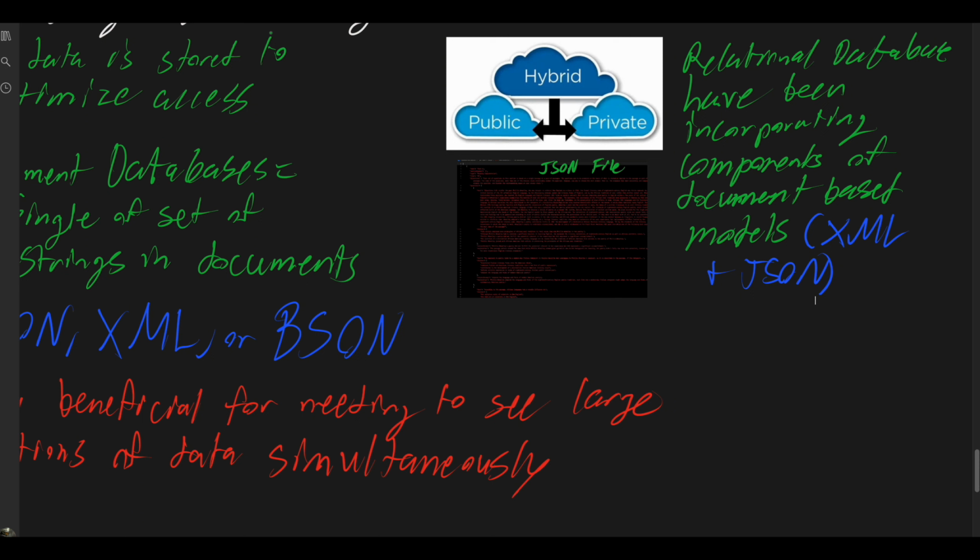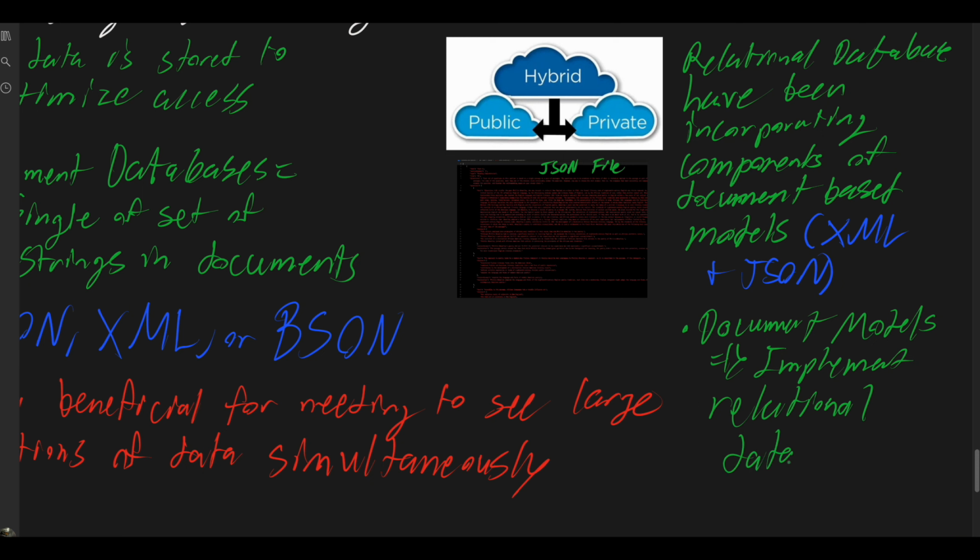Meanwhile, document databases have introduced capabilities for relational-like operations, like joins. Document models implement relational database components.